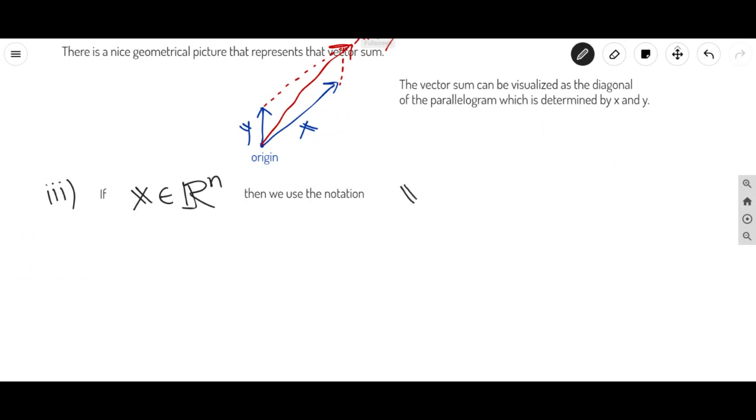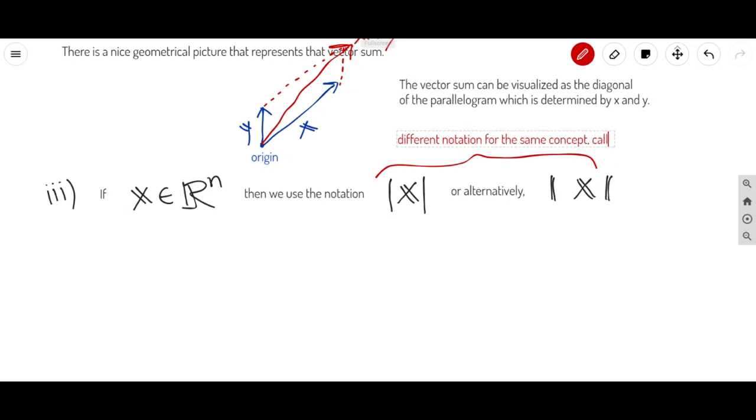Some people write x and put absolute value bars around the vector, or alternatively, some people put an x and put 2 bars around it, so it's two lines. Both of these are the same notation, a different notation for the same concept. This is called the vector norm. So what is a vector norm? A vector norm is the length of a vector.